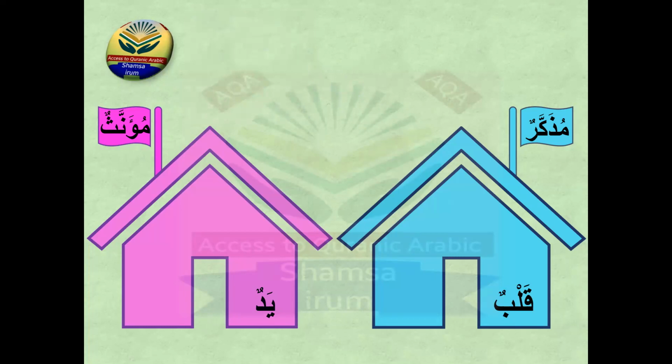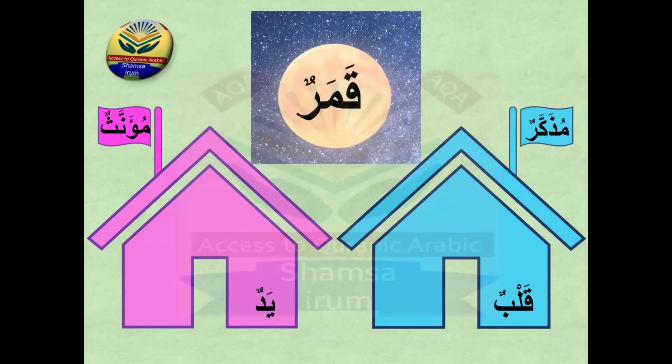Okay. Next word is qamarun. Qamarun means moon. So what you have to do, you have to think about, is it masculine or feminine? Sister Zainab, you raise your hand. So if you want to participate, you have to unmute your mic. Okay, Qamarun, you have to think about all of the three which I mentioned.